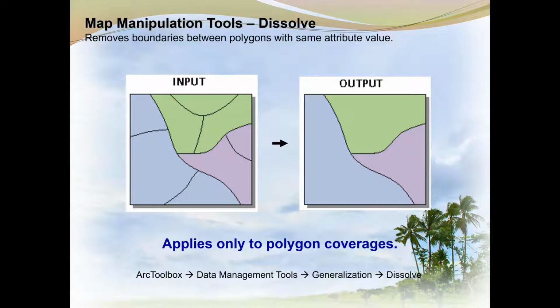The next map manipulation we're going to talk about is dissolve, which in ArcGIS Desktop applies only to polygon coverages. It removes boundaries between polygons with the same attribute value, like the green lines you can see. If you have a district that belongs to the green group, it's fine. It's just like Duval County: you have Arlington and a lot of districts, but it doesn't matter, they all belong to Duval County, so you can dissolve.